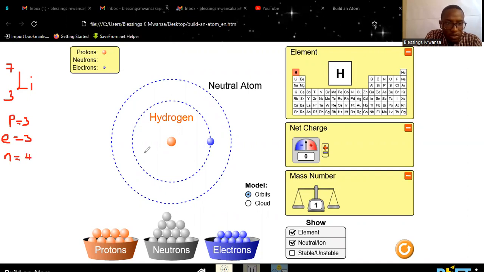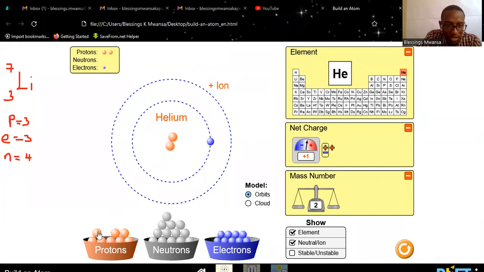So if I'm going to build lithium, I understand that I should have 3 protons at the center. Then how many neutrons? 4 neutrons.